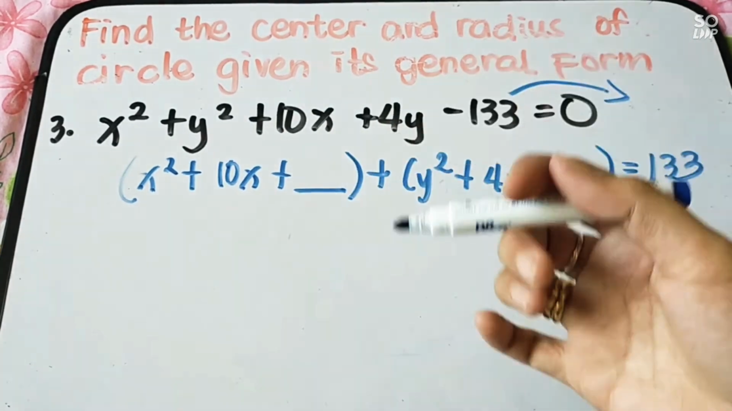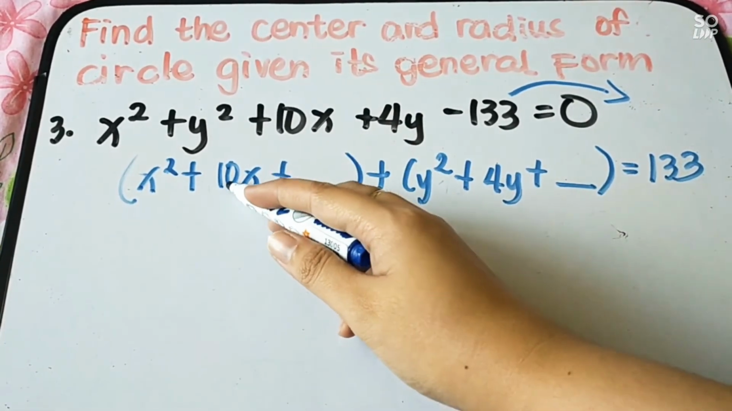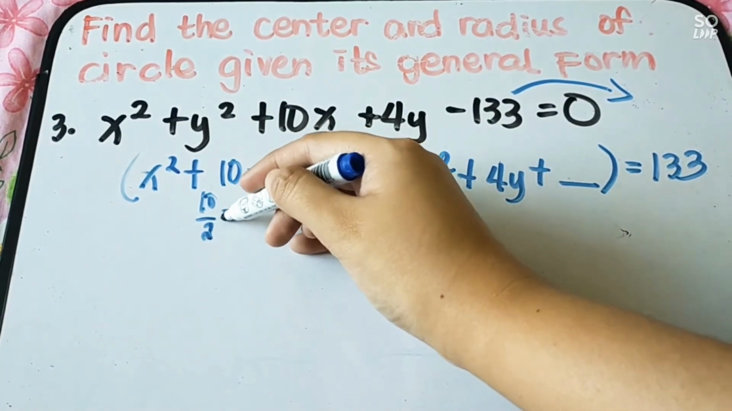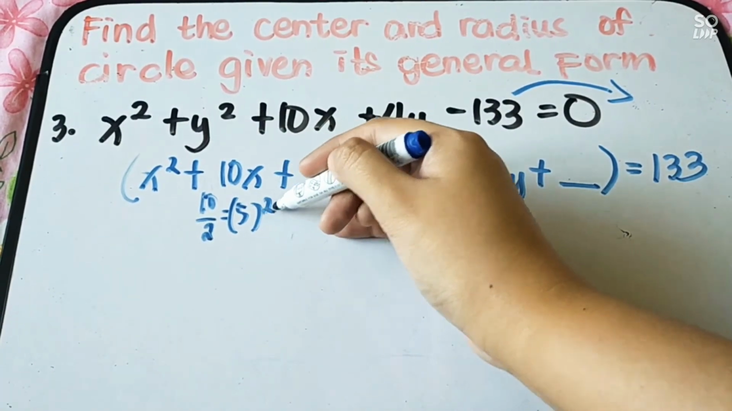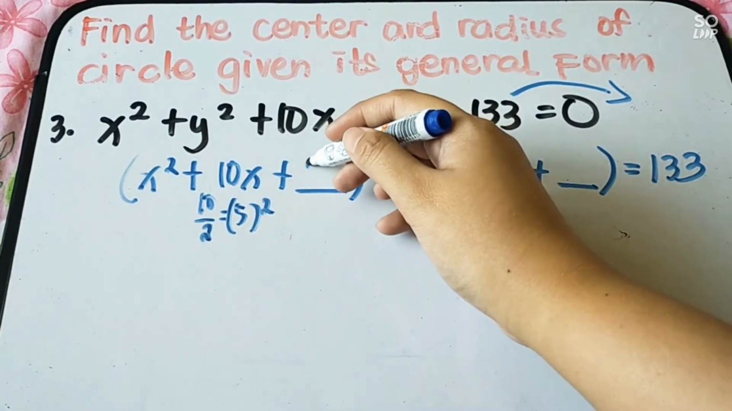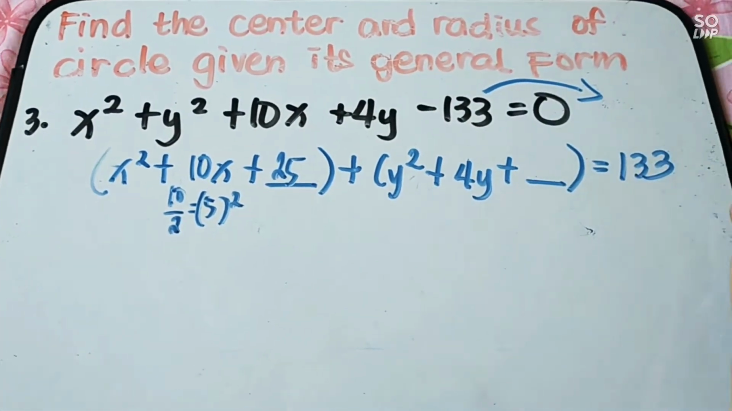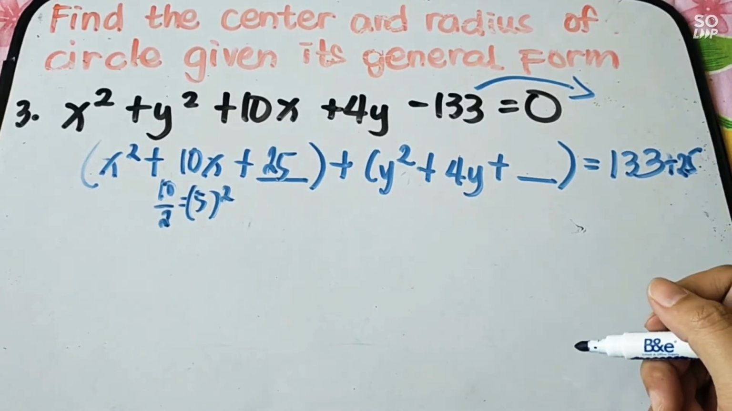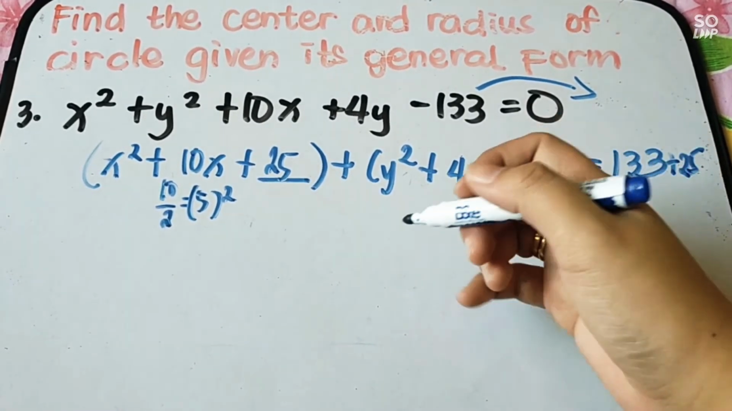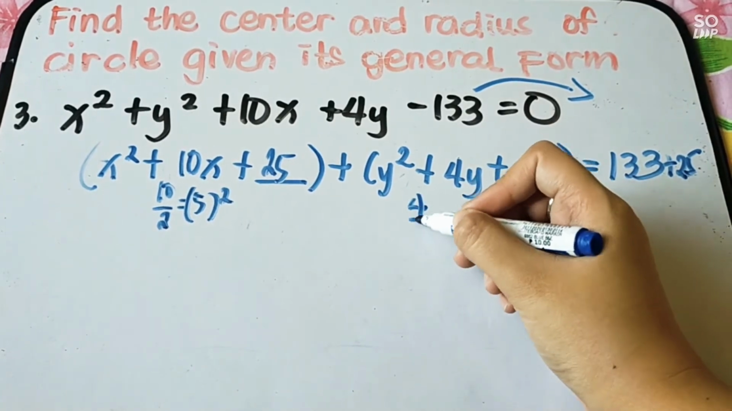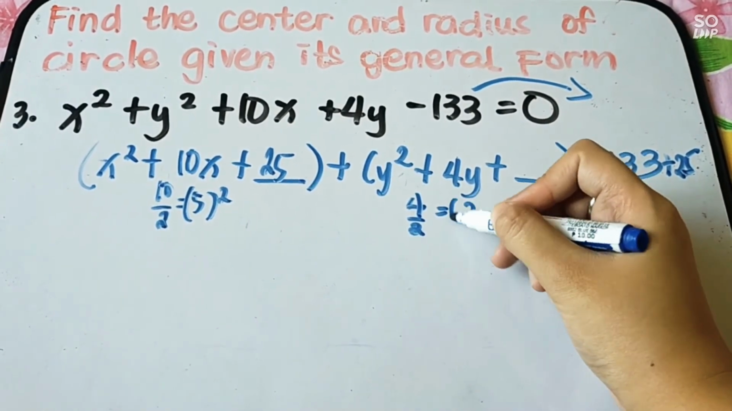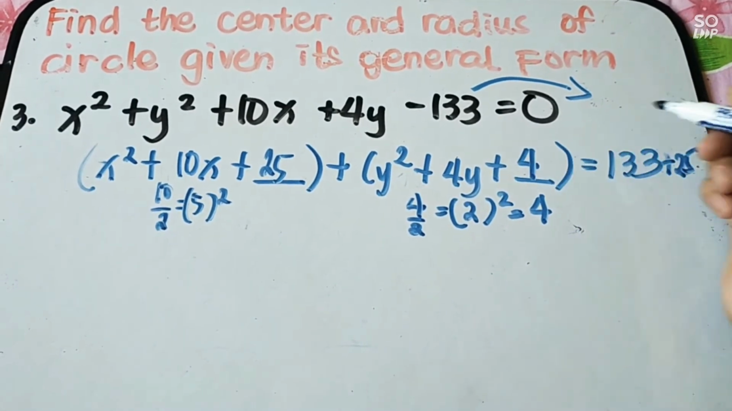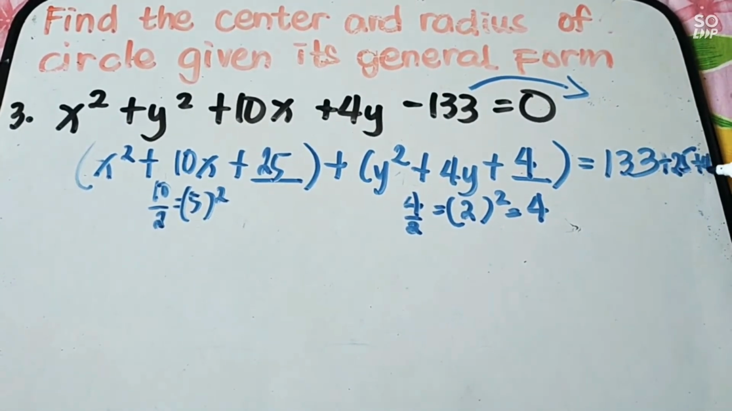Next, let's complete the square. Your b here is 10. 10 divided by 2, the answer is 5. Then, squared, the answer here is 25. So, since you added 25 here, you also need to add 25 on this side. Do not forget the 25 here. Next, 4 divided by 2, the answer here is 2. Squared, the answer here is 4. So, add 4 here, and on the other side, add 4 also.